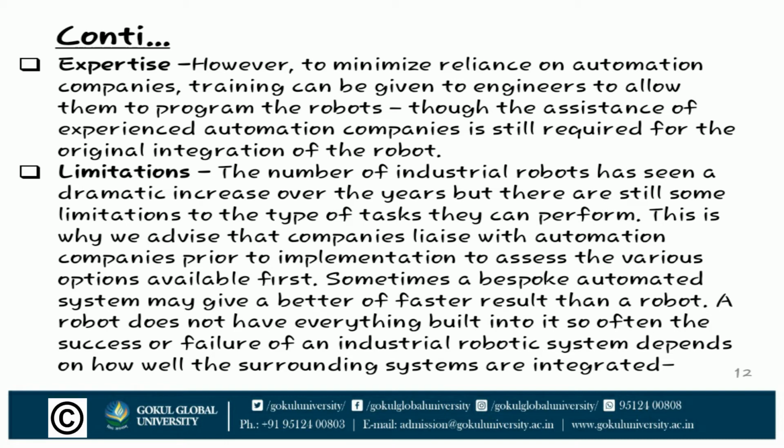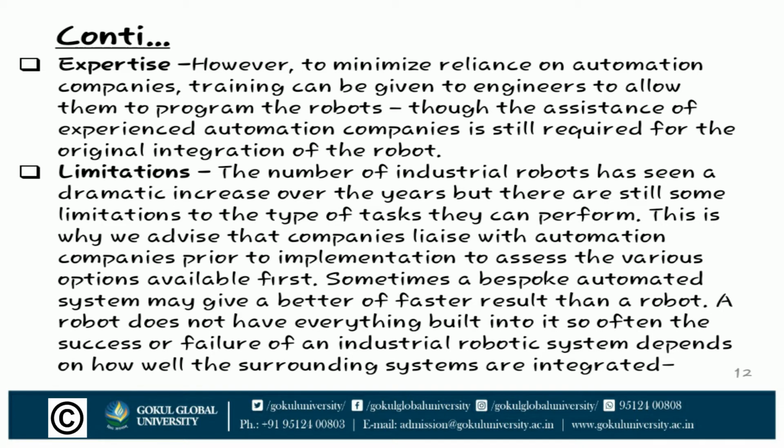Next is limitations. The number of industrial robots has seen a dramatic increase over the years, but there are still some limitations to the type of tasks they can perform. This is why we advise that companies liaise with automation companies prior to implementation to assess the various options available first. Sometimes a bespoke automated system may give a better or faster result than a robot.